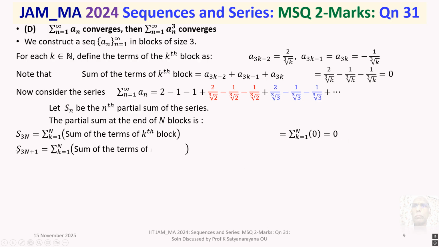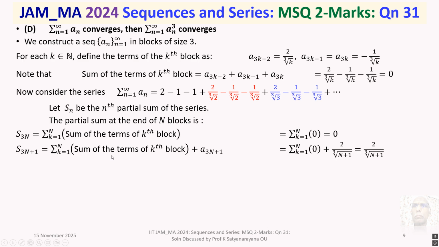The sum of 3n plus 1 terms. This is the sum of the 3n terms, that is, sigma k equals 1 to n, the sum of the terms of the kth block, plus a_{3n+1}, the term a 3n plus 1.